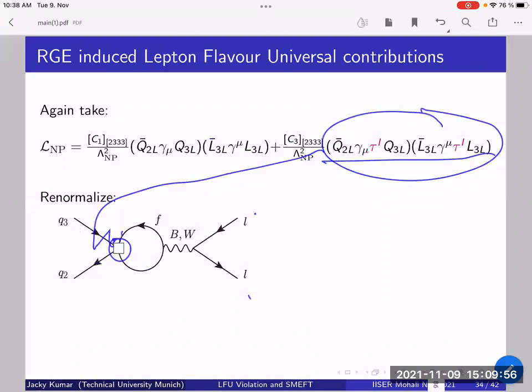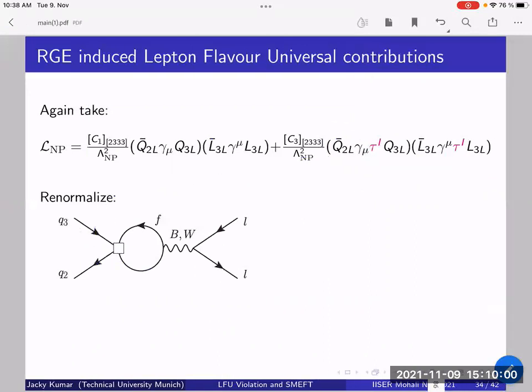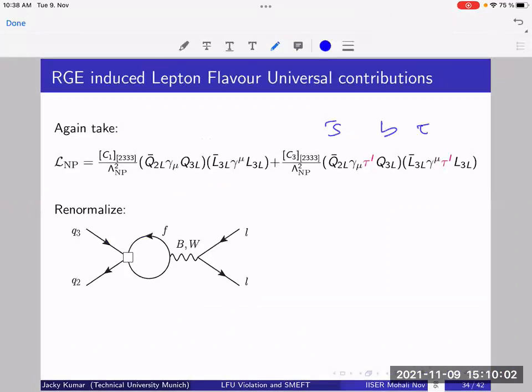So if you start with, let's say, the 2-3 operator, it means S bar B and tau 3-3, and close the loop. But here B and W couple to all leptons universally. This is just a feature of the standard model, because this is a standard model vertex. So this couples equally to e and mu.